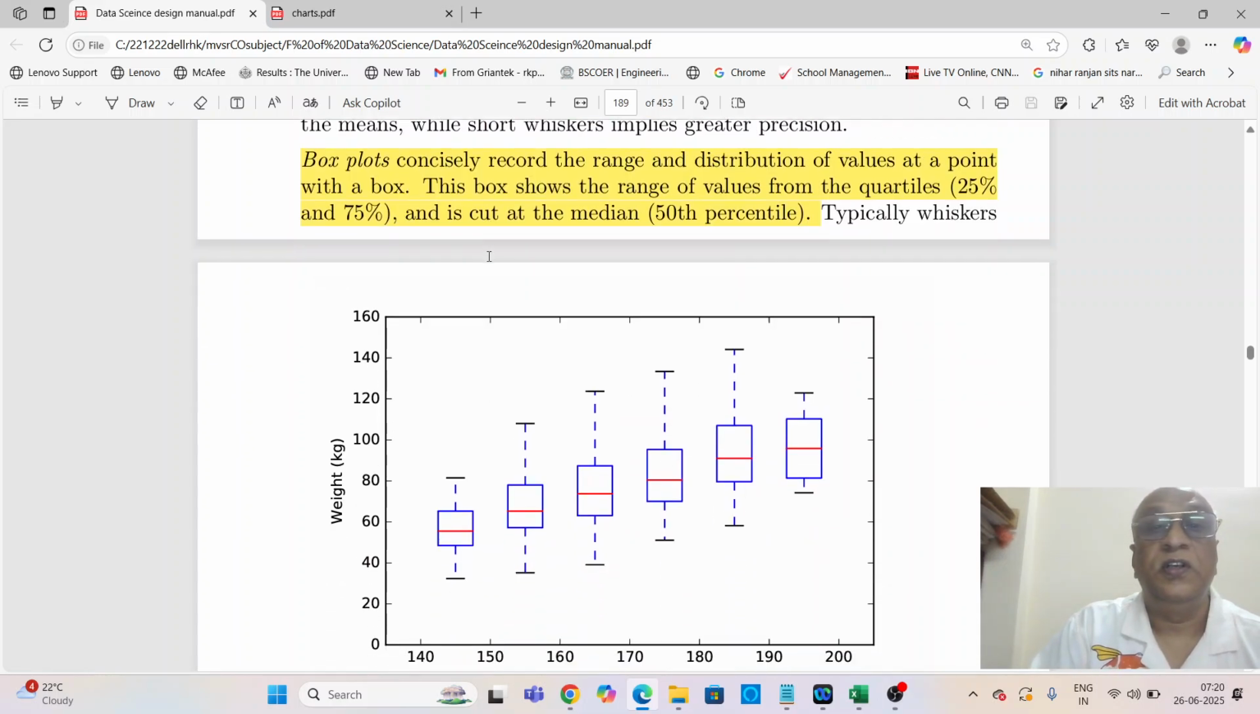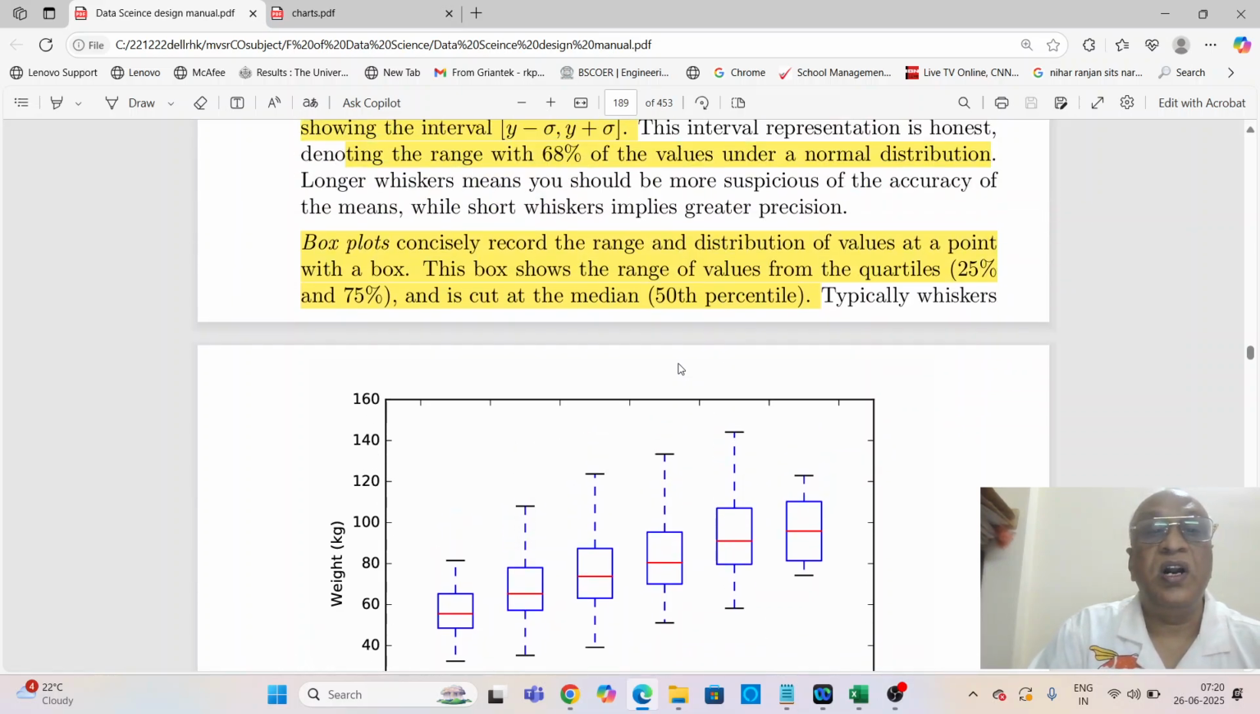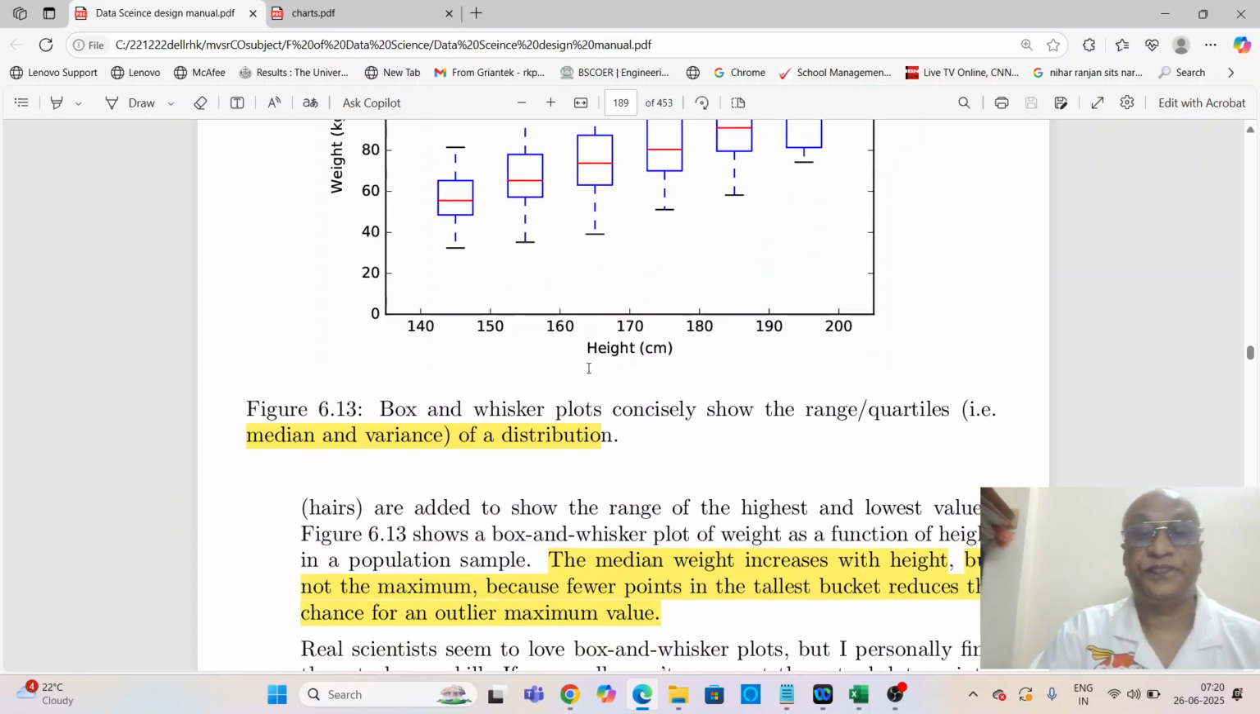Here it is highlighting the box plot, which records the range and distribution of values at a point with a box. What this box plot is showing are the quartiles, the median, and so on and so forth. You remember this discussion, right? The five lines: this red color line is the median. This horizontal line is the minimum value, and the maximum value. And these are the first quartile and the third quartile.